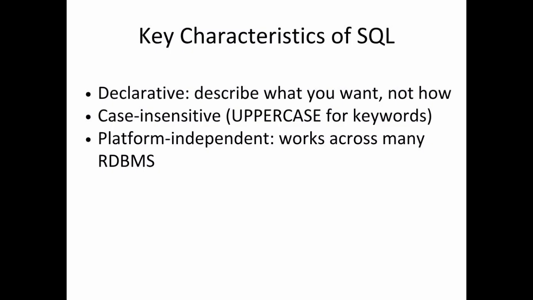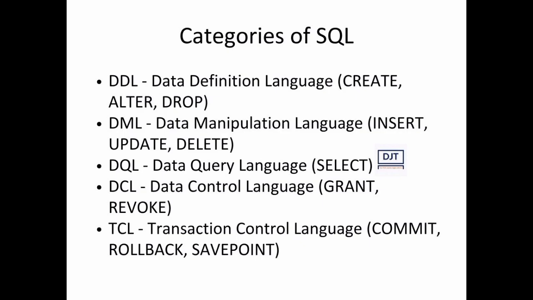So let's look at 5 main categories of SQL. The first one we have is data definition language. Data definition language is able to describe the structure of data. That means you can create, alter, drop, or truncate. We have data manipulation language. This one manages data within tables. So with this one you can insert, update, or delete.